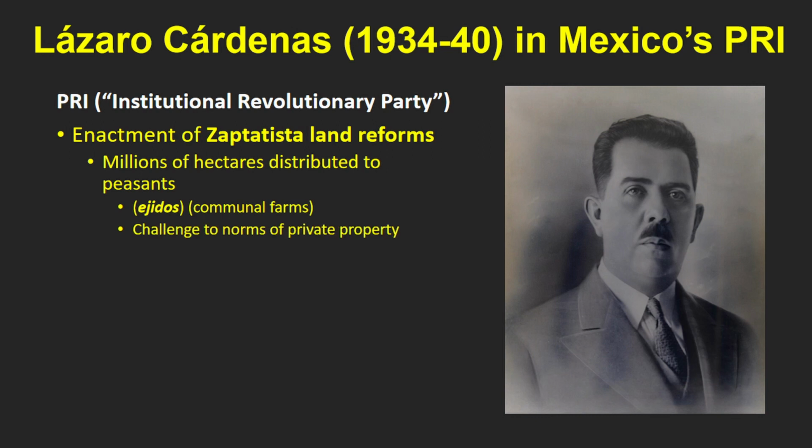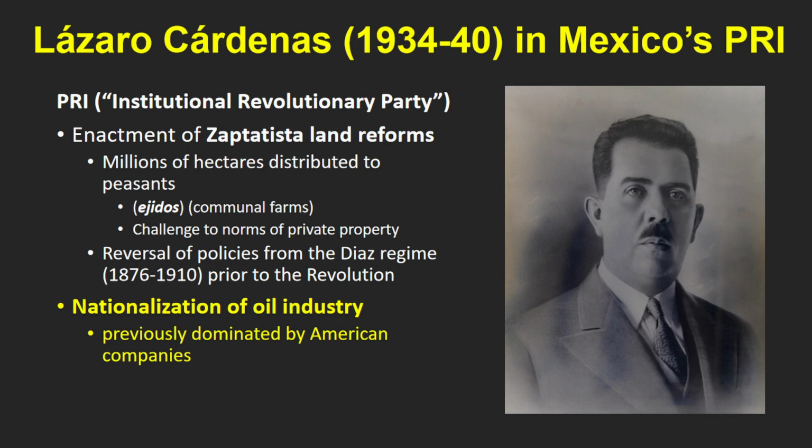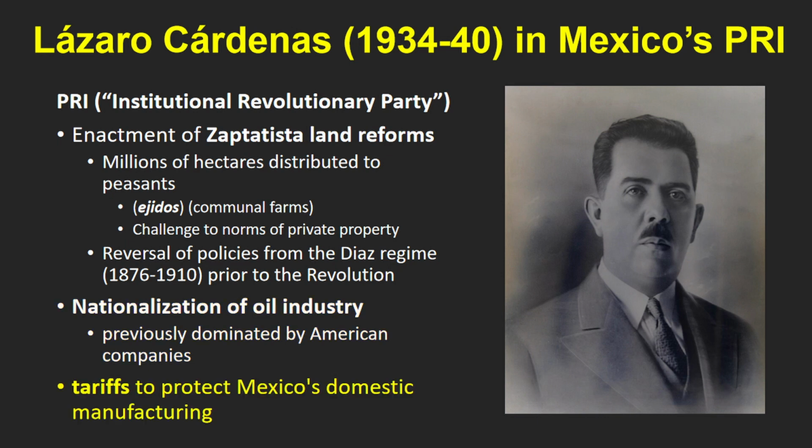This was a significant change to the prevailing Western capitalist idea of private property, and a reversal of what had occurred under the Diaz regime before the revolution. Another major reform was the nationalization of the oil industry, which had previously been dominated by American companies. Mexico also passed tariffs to protect domestic manufacturing.